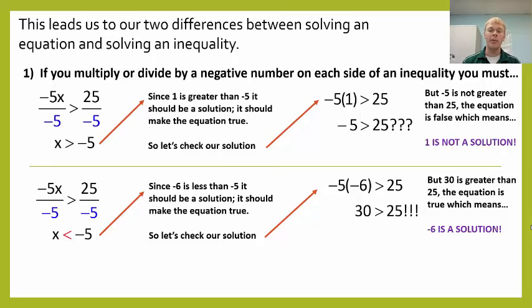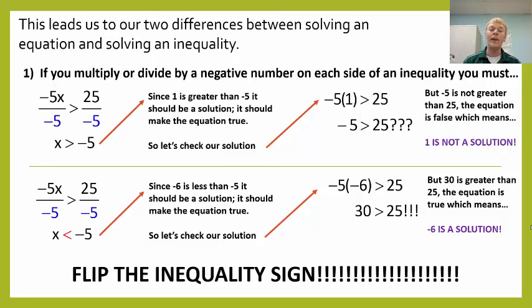So what do we learn about what we have to do when we multiply or divide by a negative number on both sides with an inequality? We have to make sure we flip the inequality sign. And guys, this is a really important, simple thing, but it is one of the most often made mistakes. And if we're focused on whether our solutions make our inequality true, then we will remember this difference.